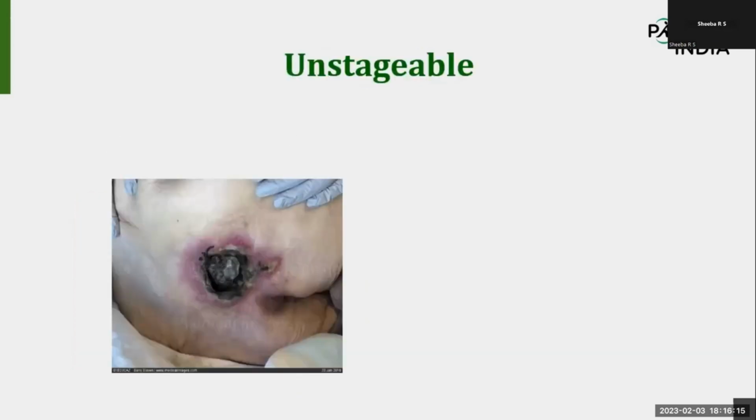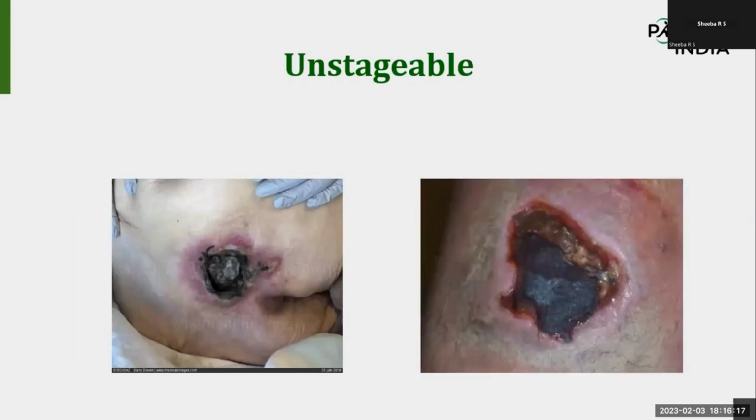And the fifth one is unstageable. You can see this picture. You can't assess it. You can't assume and say this is third stage, or this could be fourth stage. So this is an unstageable wound.